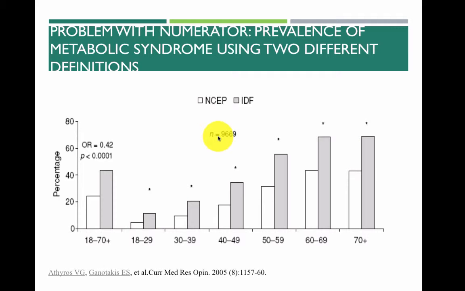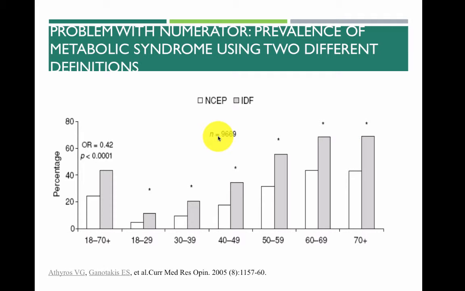So this graph illustrates the prevalence of metabolic syndrome using two different definitions, the definition used in the US and the definition used in Europe. Metabolic syndrome is a clustering of risk factors for cardiovascular disease, so things like high blood sugar and high cholesterol and high blood pressure are included in this metabolic syndrome. And so NCEP is the US definition and IDF is the European definition.